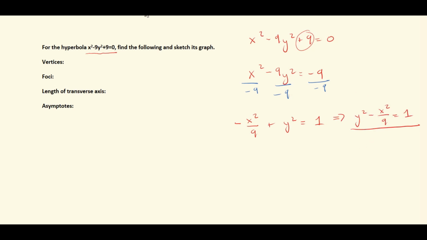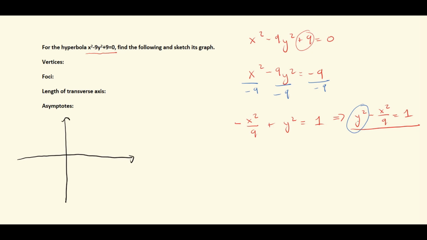And what this tells us is that the transverse axis is going to be the y-axis because the y squared term is the positive term. X squared over 9 is negative, so it's not the transverse axis. So we could go ahead and start sketching this. This equation tells us that the y-axis is the transverse axis, so we're going to expect to see 2 vertices and 2 foci on this axis.